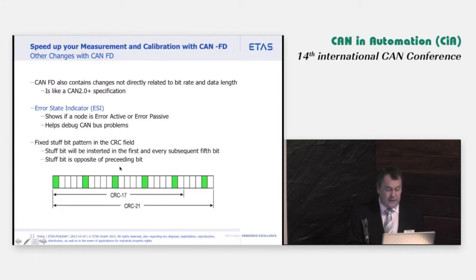And the second change is in the checksum part. There is a fixed stuff bit pattern, whereas before, if you had 5 consecutive bits that were all the same, it would send an opposite one. Only in the CRC there is a standard pattern where we send a first stuff bit, opposite to the previous bit, and then every fifth bit is a fixed stuff bit. That means we know how many bits there are in that CRC frame.